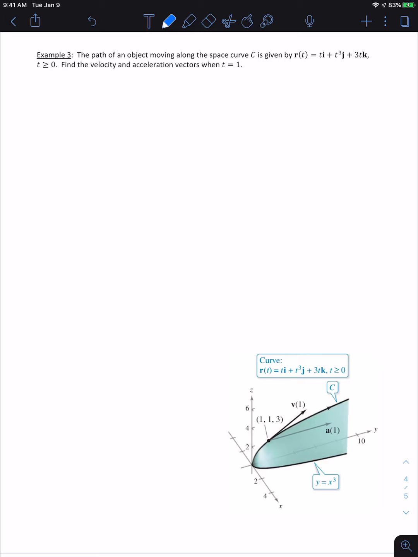Hello everyone, in this video we're going to pick up where we left off in section 12.3 and look at example 3 here. The path of an object moving along the space curve C is given by r(t) = t i + t cubed j + 3t k, for t greater than or equal to 0, and we want to find the velocity and acceleration vectors when t equals 1.